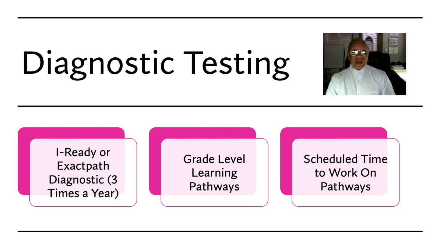Next, diagnostics testing. In our case, we use the iReady or Exact Path diagnostics, and that's given three times a year. It's important for your child to take these diagnostic tests. It's important for you as the parent to be looking at the results and the progress of those tests. And then you need to make sure that your child is getting grade level learning pathways and they're not doing a bunch of remediation work, and also that there's scheduled time for them to work on the pathways. These diagnostic systems are there to help your kids recover from their skill deficiencies. If they're below grade level, they need to be doing that at home. The teacher should not be making time for that in the classroom.